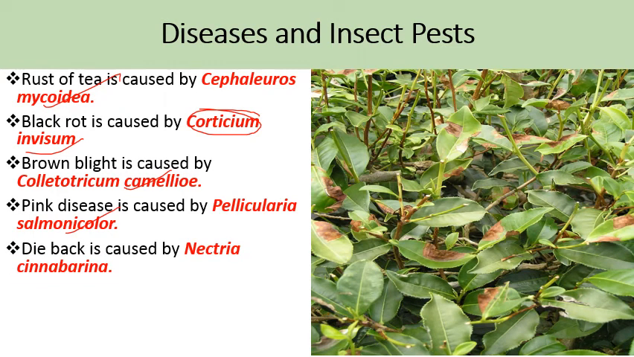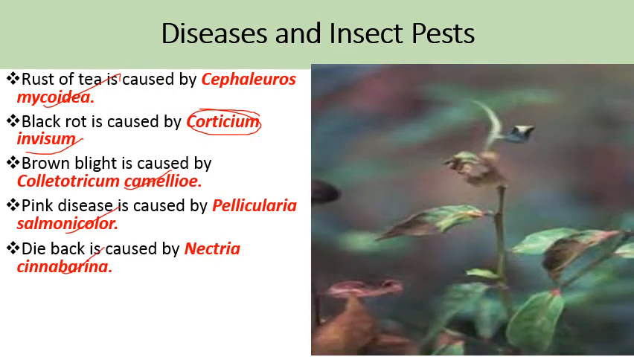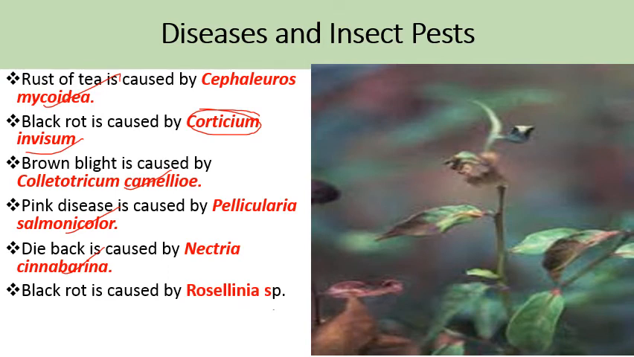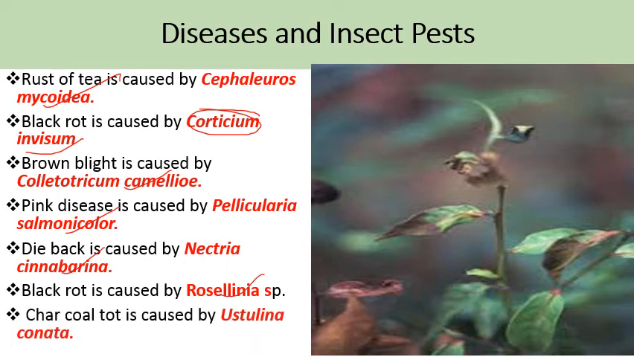Then dieback of tea leaf, which is caused by Nectria cinnabarina. Then black rot of tea leaf, which is caused by Rosellinia species. Then we have charcoal rot, which is caused by Ustulina zonata. So these are some disease causing agents which cause disease in tea plant.